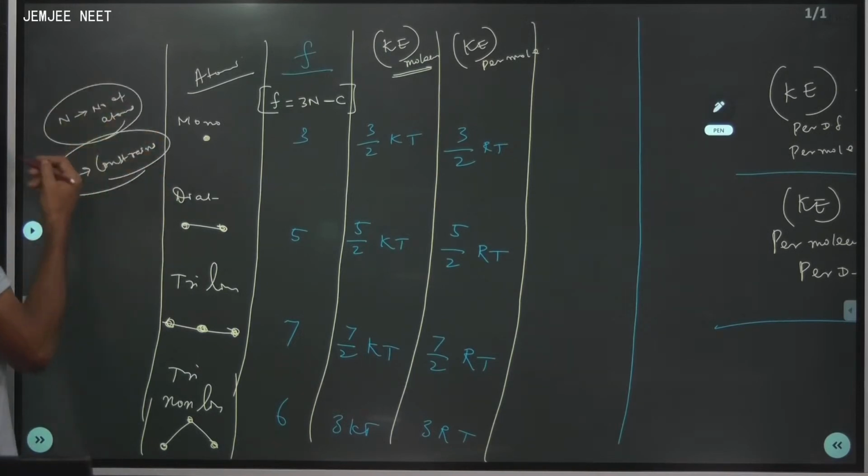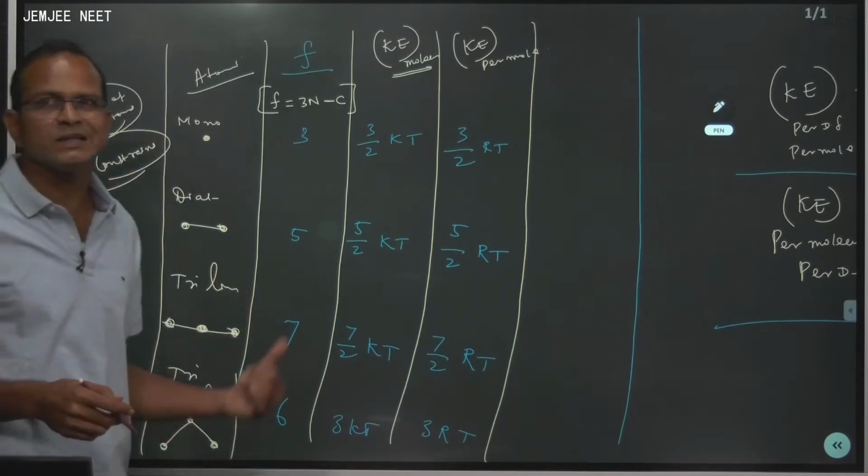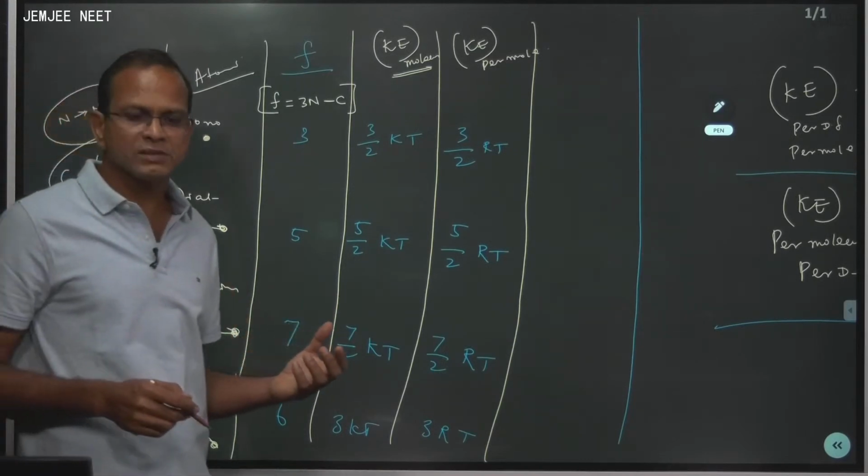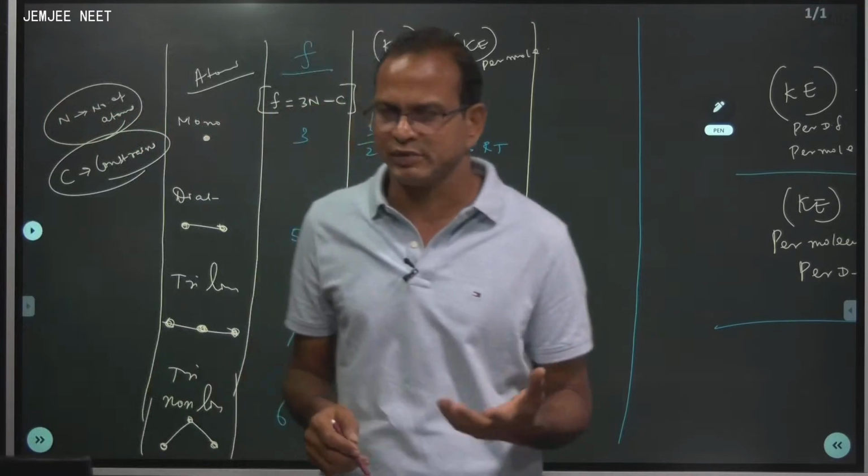Number of atoms and constraints. C is the number of constraints, right? So what do you mean by constraint in physics? Which is nothing but the number of bonds in chemistry, suppose.